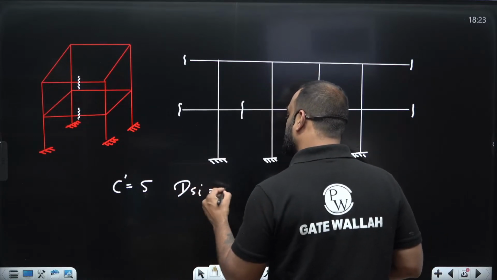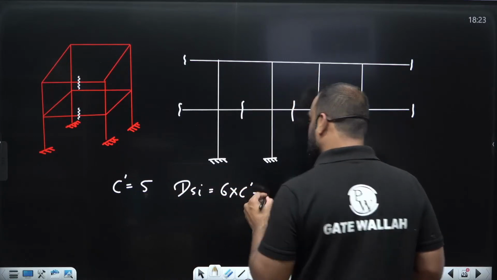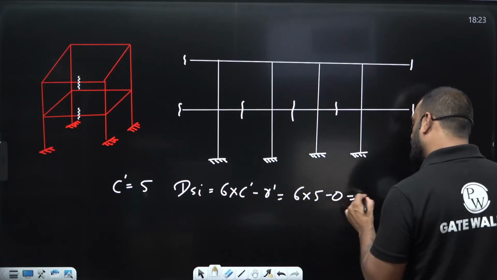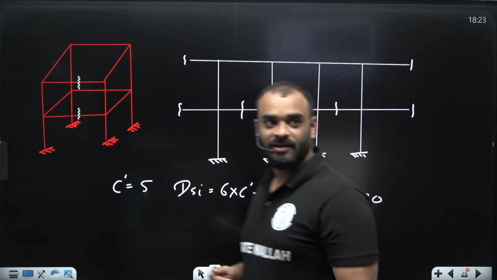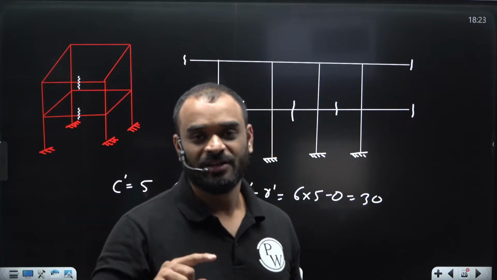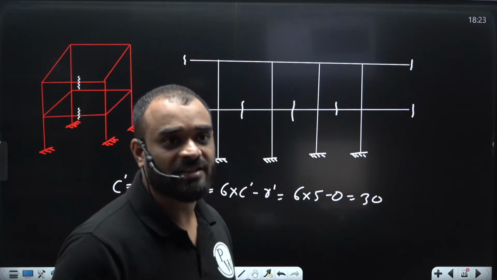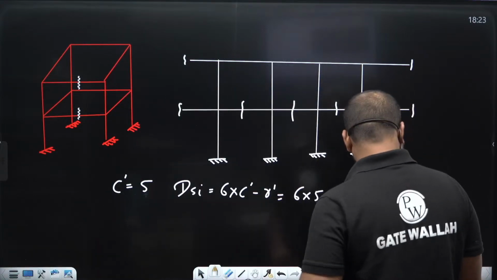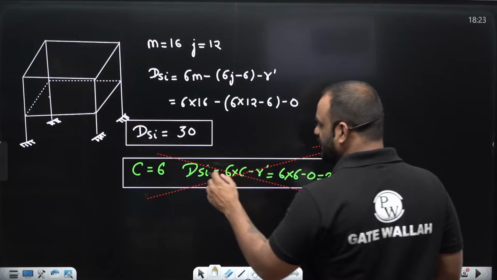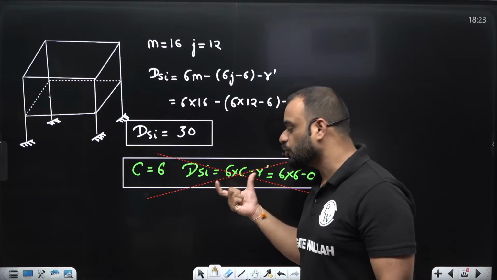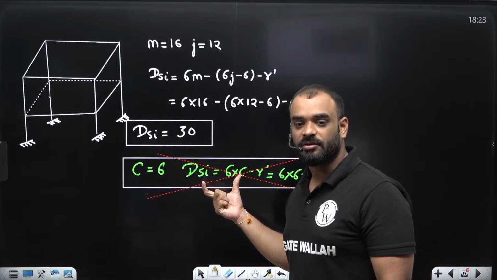The value of DSI is equal to 6C dash minus R dash. That means 6 into 5 minus 0, that is equal to 30, sir. 30. That means we are getting the same answer as we are getting from the member concept, not from the closed loop. That's why I'm saying that the value of DSI while calculating with the concept of closed loop is wrong.